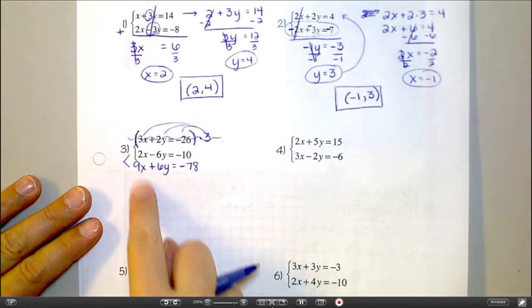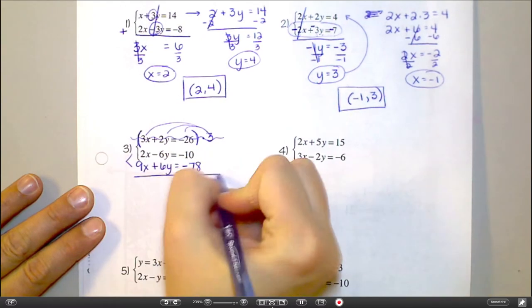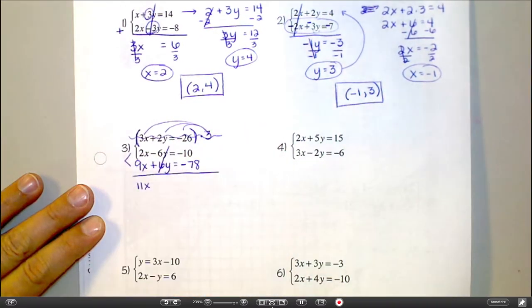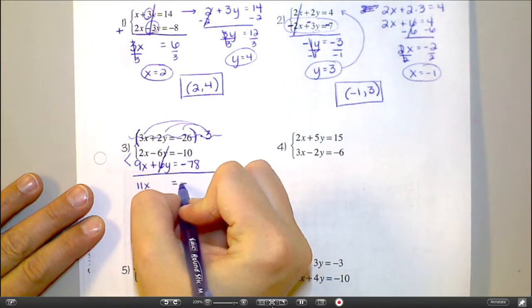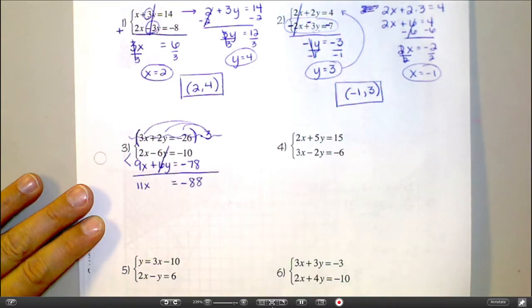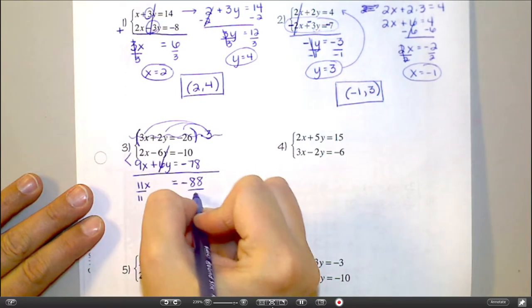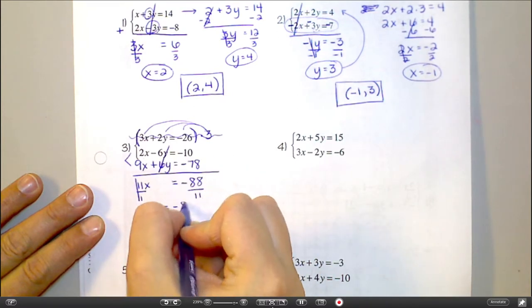If I add these two equations together now, is something going to cancel? Yeah. So 2 plus 9 is 11. 6 and negative 6 cancel. And negative 10 and negative 78 make negative 88. Divide by 11. Divide by 11. And x equals negative 8.